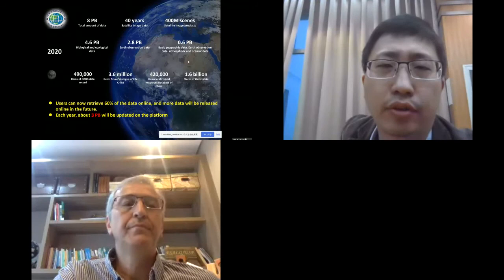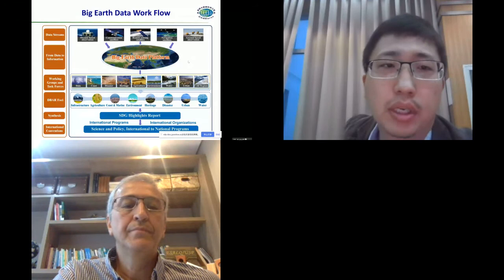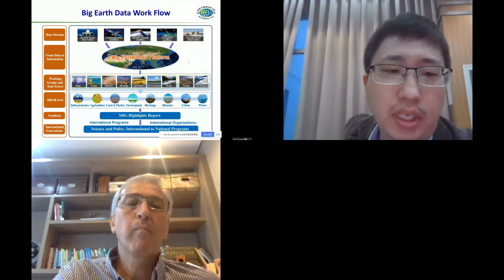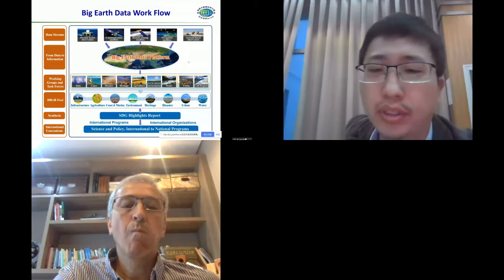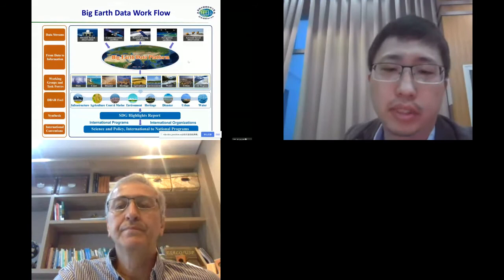So this is the data, and this is the whole workflow, how we transform the data to the SDG knowledge. At the bottom is the data source we have. And then we have a Big Earth Data platform to restore and process data. Then targeting different areas: infrastructure, agriculture, environmental, heritage, and disaster related focuses. And we have international working groups working together, then provide the SDG reports, highlights reports. So this is how we make this work.